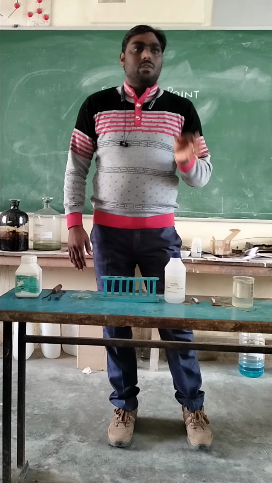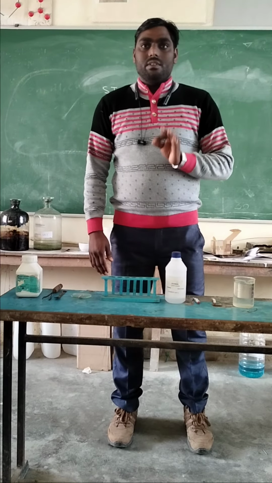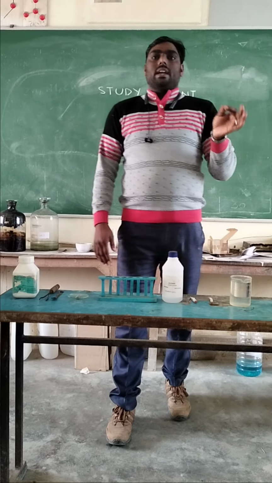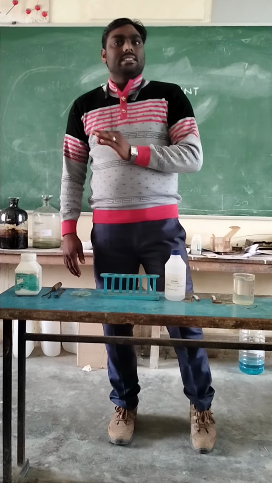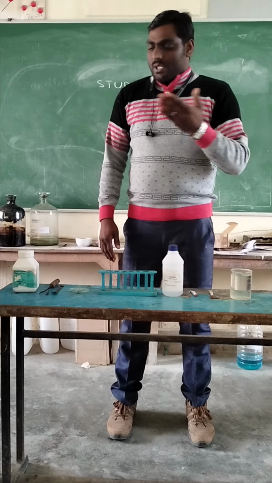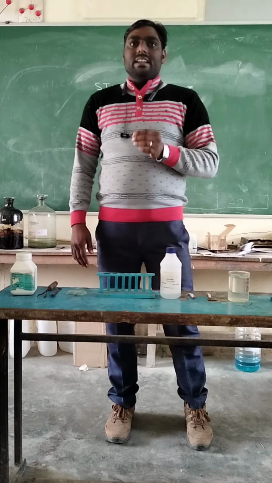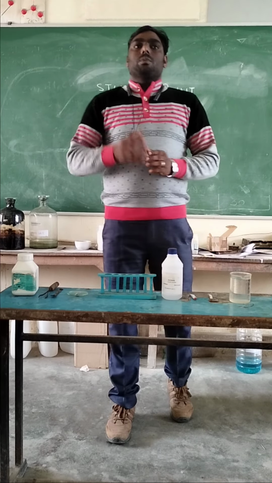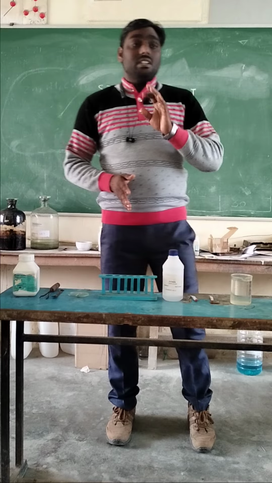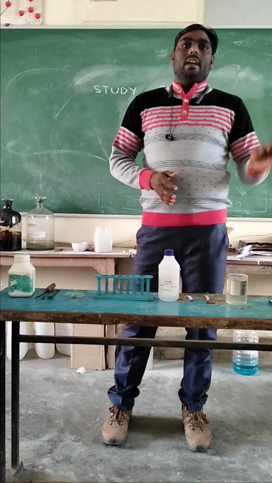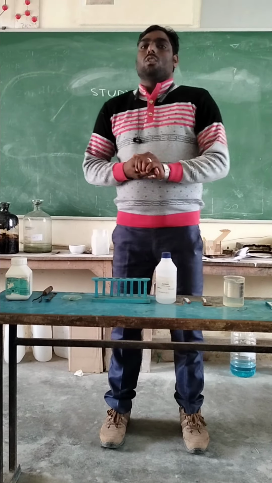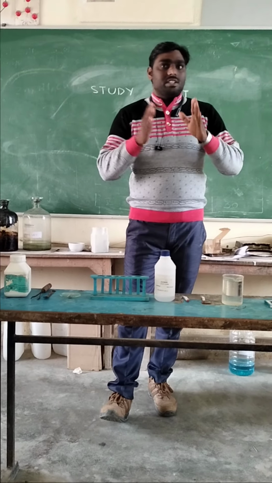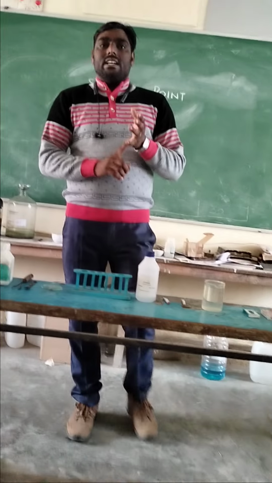And in the last, we are going to perform a confirmatory test in which we use sodium hydrogen carbonate to react with both alcohol as well as acetic acid. As we know, sodium hydrogen carbonate is a mild base. It reacts with acetic acid to form a salt along with the formation of CO2 gas. But it does not react with alcohol. So in this way we can distinguish the difference between acetic acid and alcohol.